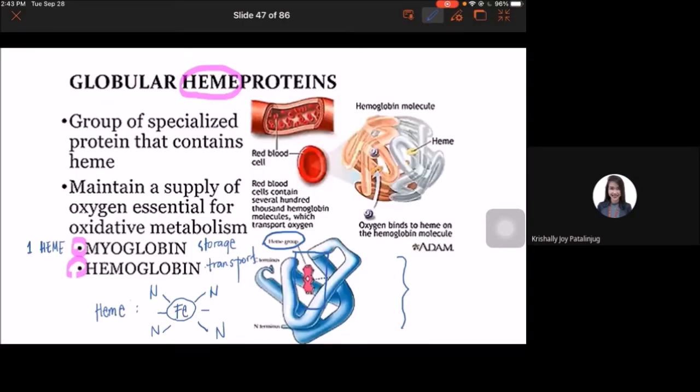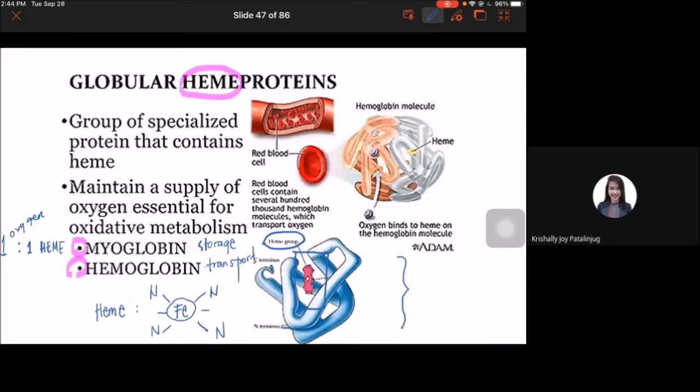Ang iron na nandiyan sa myoglobin, isa, particularly sa heme group niya. Yung tanong ko, ilan do you think yung oxygen na kayang mag-bind reversibly sa heme group ng myoglobin? Tama, isa lang. One oxygen molecule. Kasi nga, isa lang naman yung iron na nandyan. Diba? It has one heme.